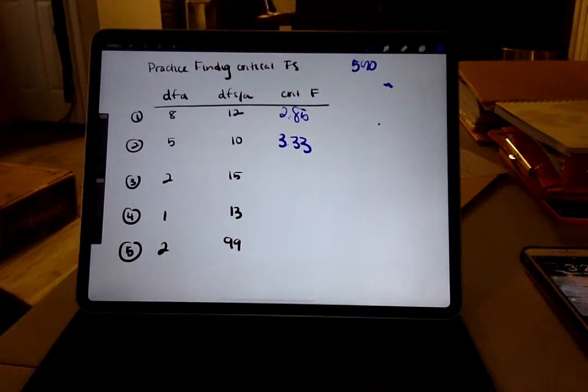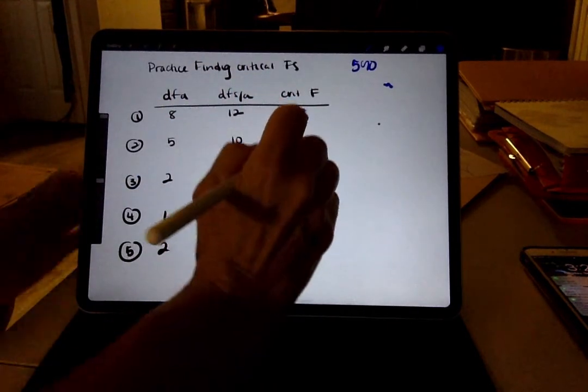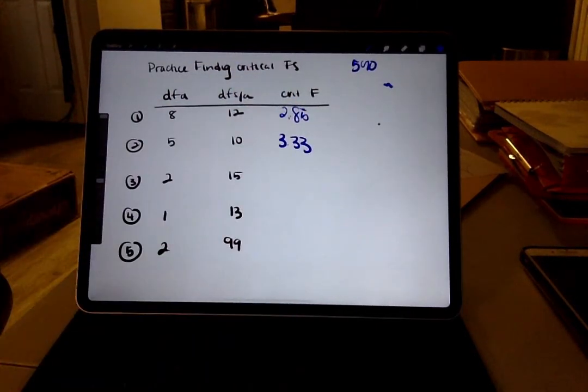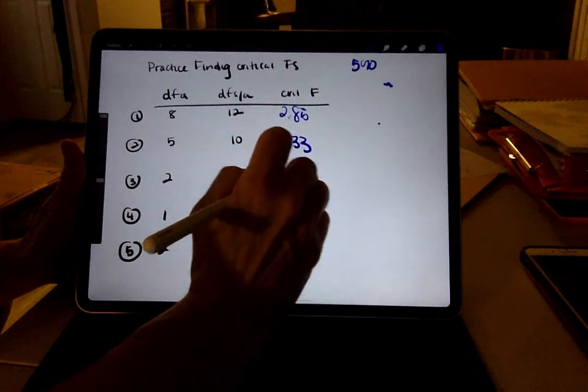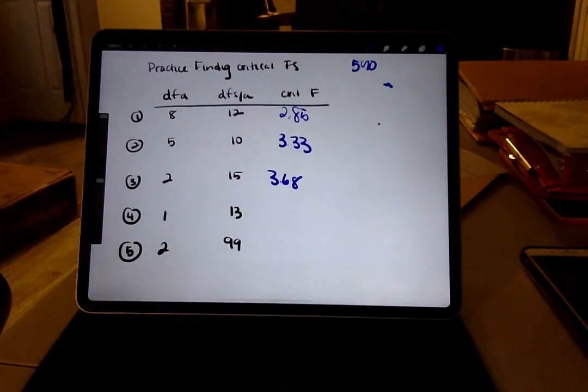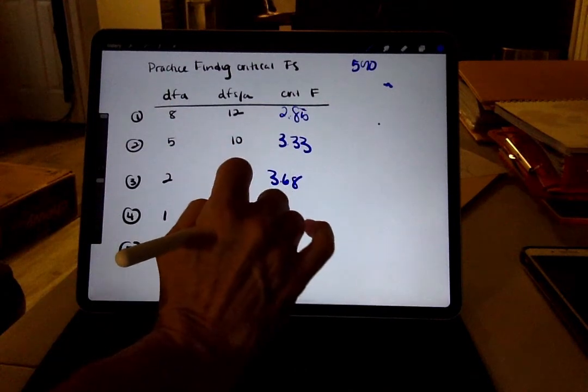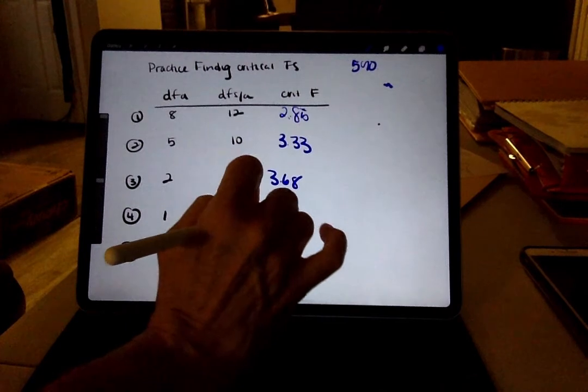2 and 15, degrees of freedom A of 2, degrees of freedom S over A of 15. The critical F is, I just had it and lost it, 3.68. Degrees of freedom A of 1, degrees of freedom S over A of 13. The critical F is 4.67.